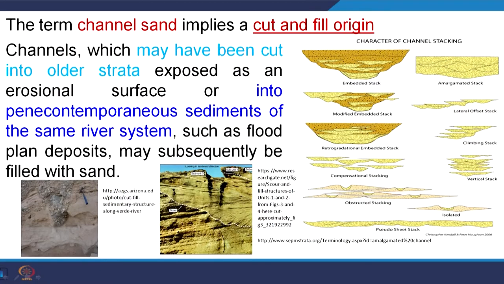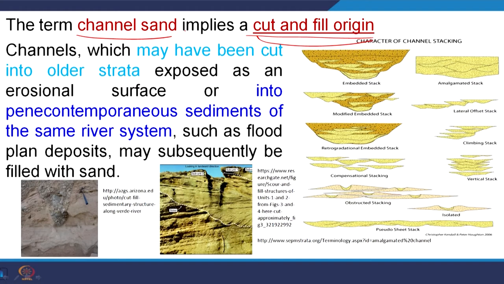Whenever we use the term channel sand, that means it is always of cut and fill origin. This cut and fill may be by the same river at a different time, or by a different river which is encroaching on the river bed of the former one. Irrespective of its origin, if a valley was there and later it was filled with sediment, particularly sand, then it is called cut and fill origin, that is called channel sand.